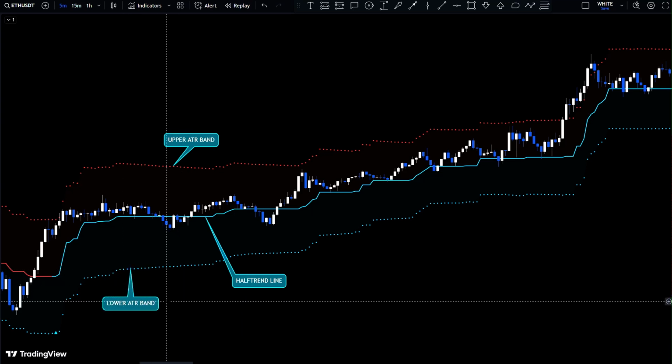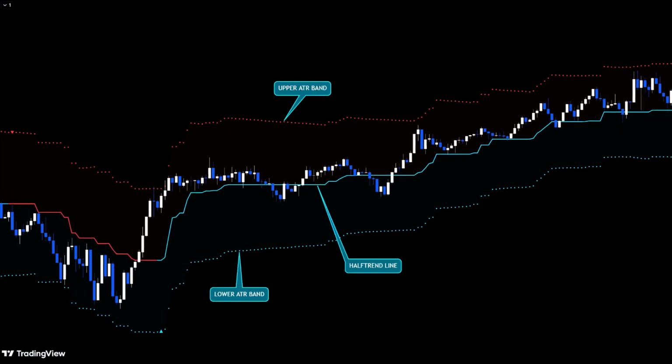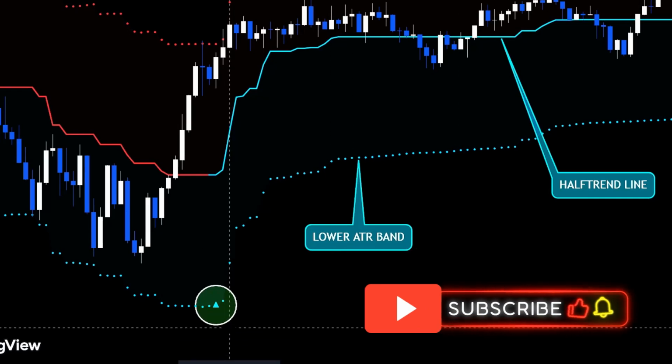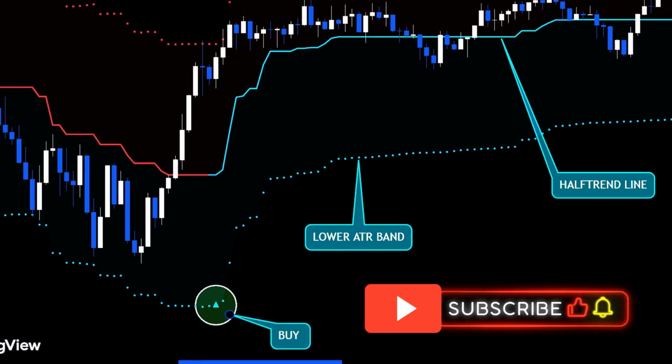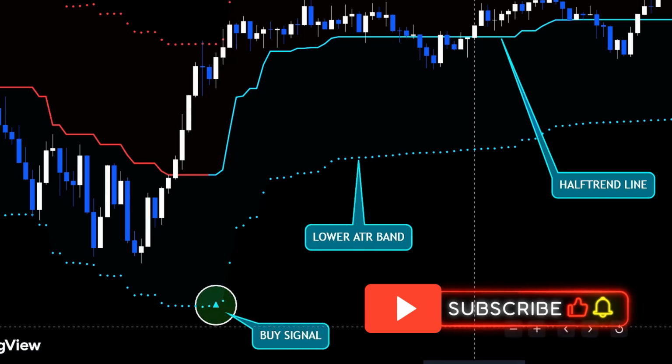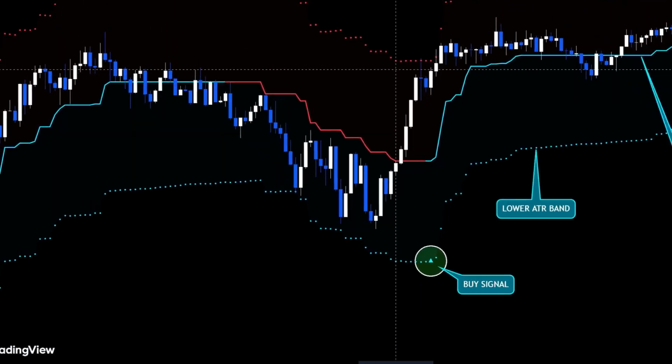The beauty of this indicator is its simplicity. You just buy when the indicator turns blue and sell when it turns red. To make it even easier, the half trend indicator gives you signals in the form of blue and red arrows. The blue arrows tell you when to buy and the red arrows tell you when to sell.